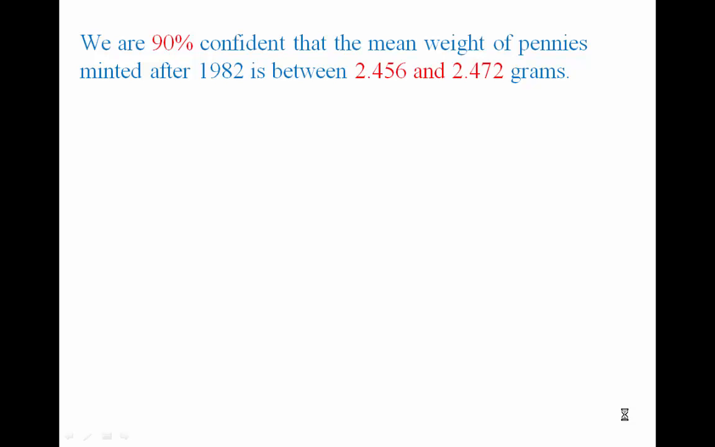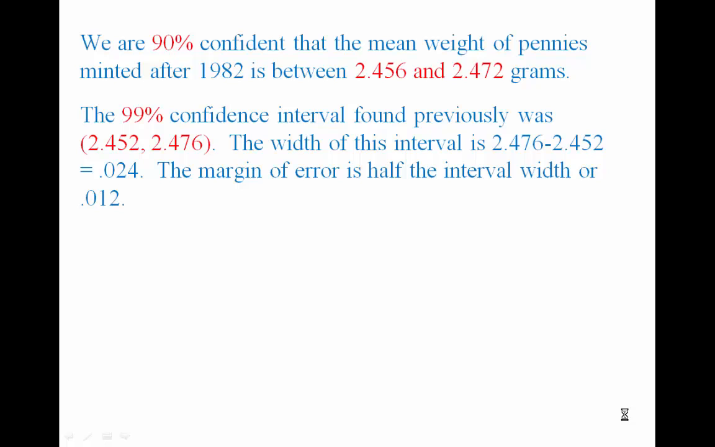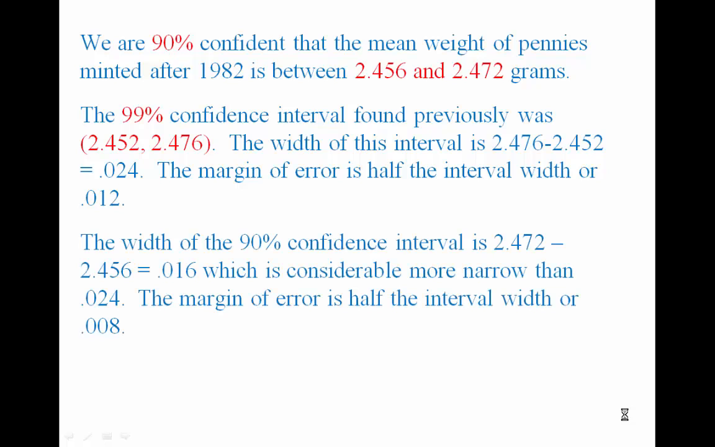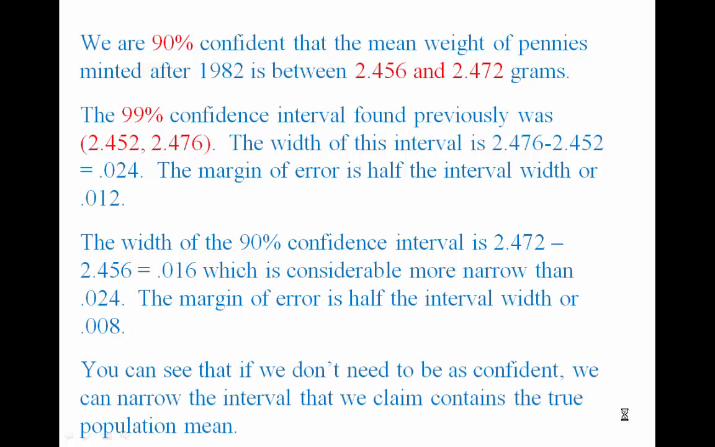We are 90% confident that the mean weight of pennies minted after 1982 is between 2.456 and 2.472 grams. The 99% confidence interval found previously was from 2.452 to 2.476. The width of this interval is 0.024. The margin of error is half that interval, or 0.012. The width of the 90% confidence interval is 0.016, which is considerably more narrow than the 0.024. The margin of error is half the interval width, or 0.008. You can see that if we don't need to be as confident, we can narrow the interval that we claim contains the true population mean.